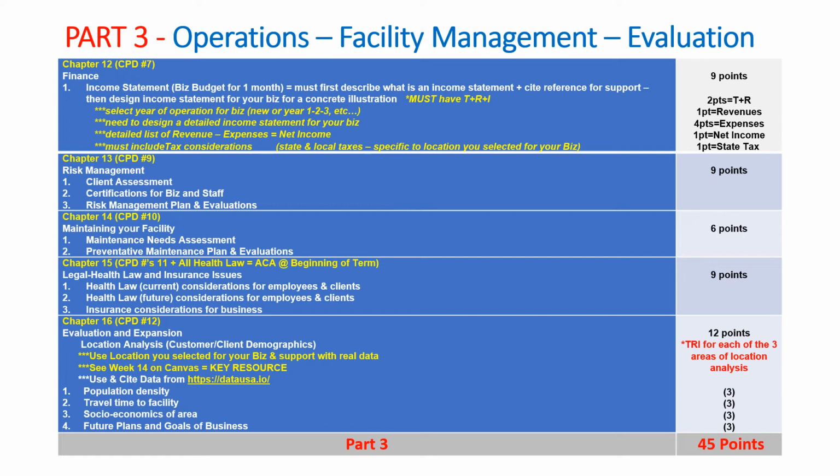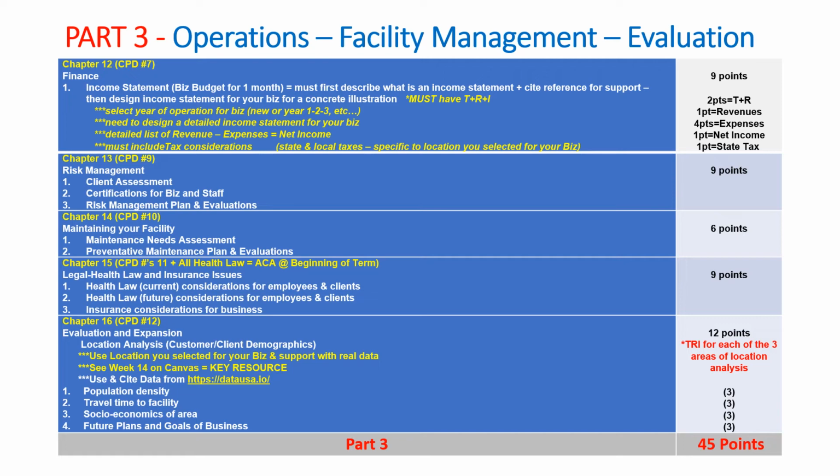Next then is legal, health, law, and insurance issues. This is real simple. There was an opportunity with every discussion to come up with research on those topics in these areas. Go back and look at not only if you did research, but what your peers did, where we start to look at number 1, TRI, which is what are the current considerations of health law that impact your employees and your clients specific to your business.